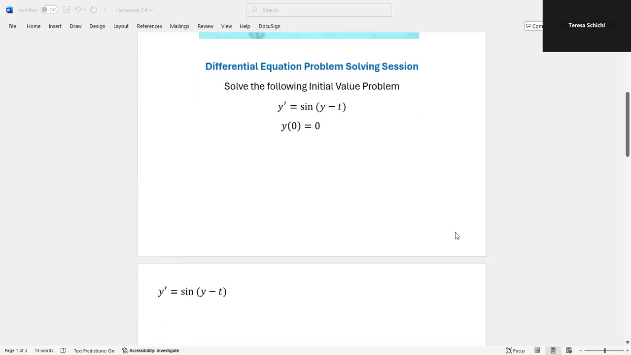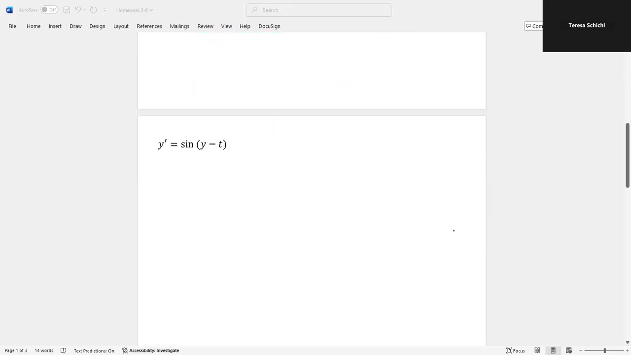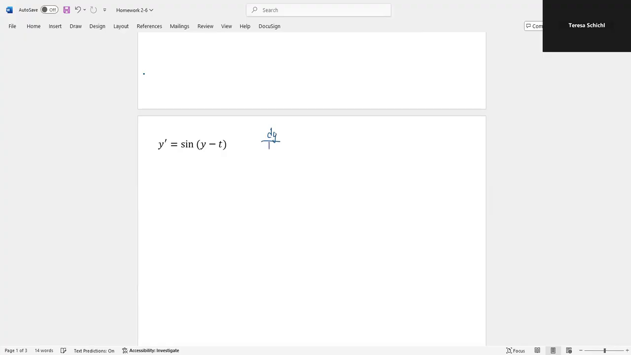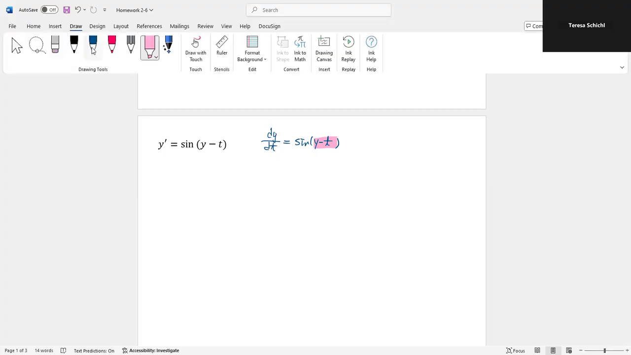All right, so let's take a look at this one. Let's go ahead and get started. Like I always do, I like to change the y prime to dy/dt. So this is sine of y minus t, see here. So we know the sine of y minus t, this is the inside here, so it prevents us from doing variable separation, right?